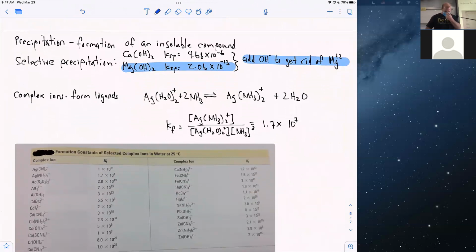All right. So there's a couple of things I want to talk about. Precipitation formation. You form an insoluble compound, and you can also have selective precipitation. This is a very unique way to separate materials. If you go on and study separation of materials, does anybody know what the most common way to separate materials is?